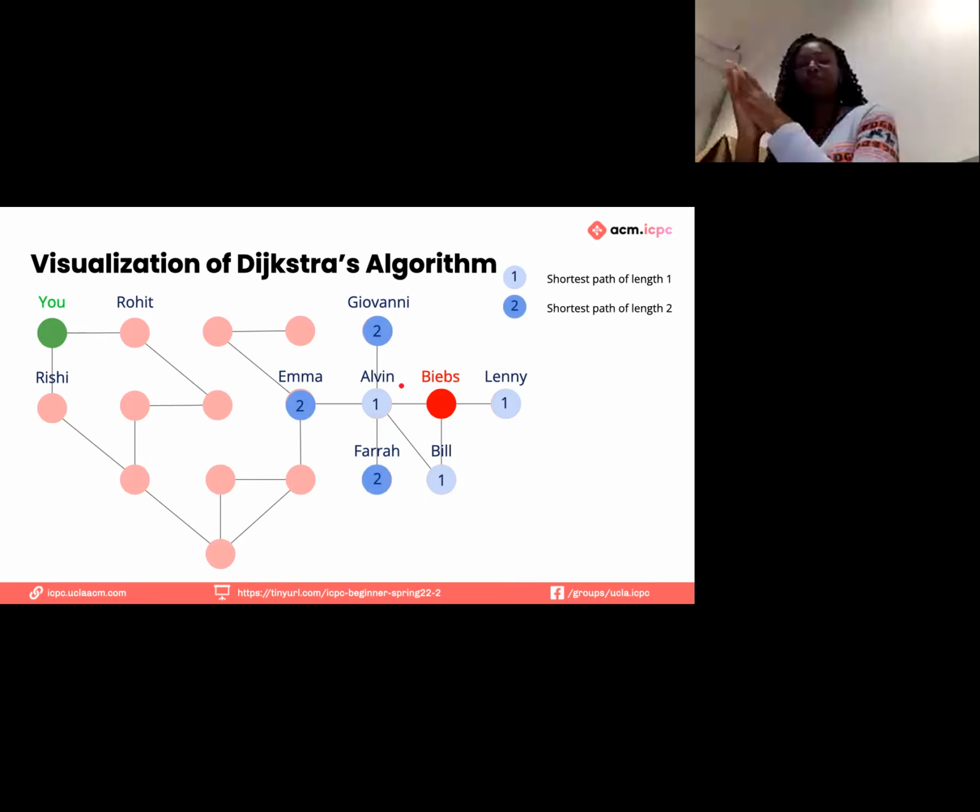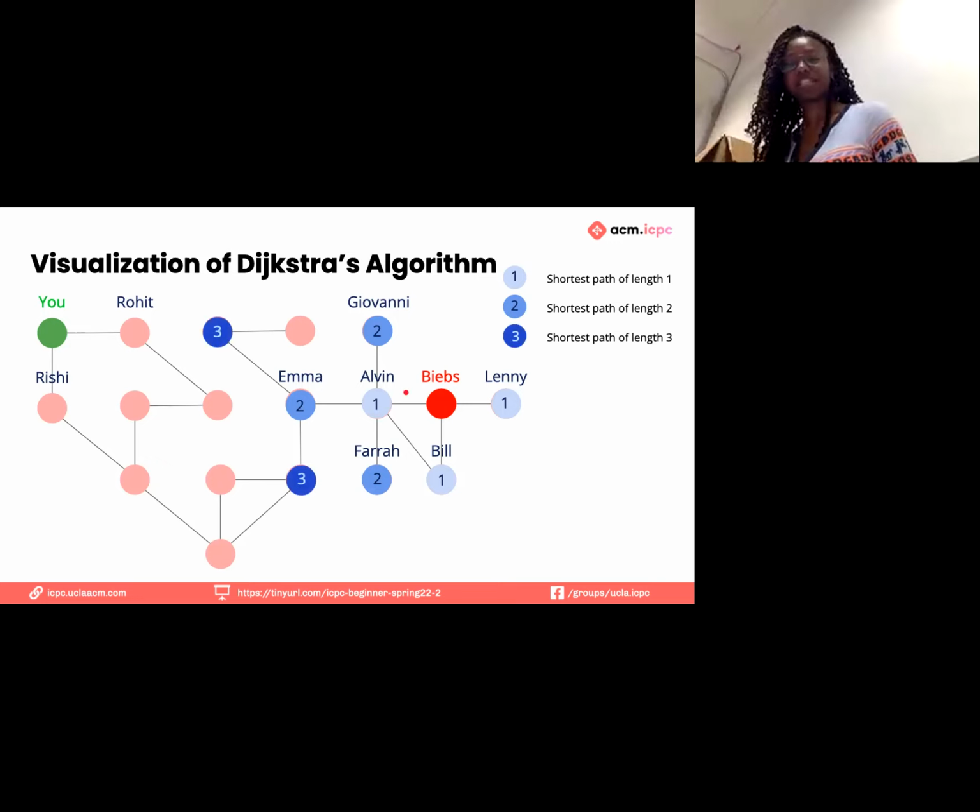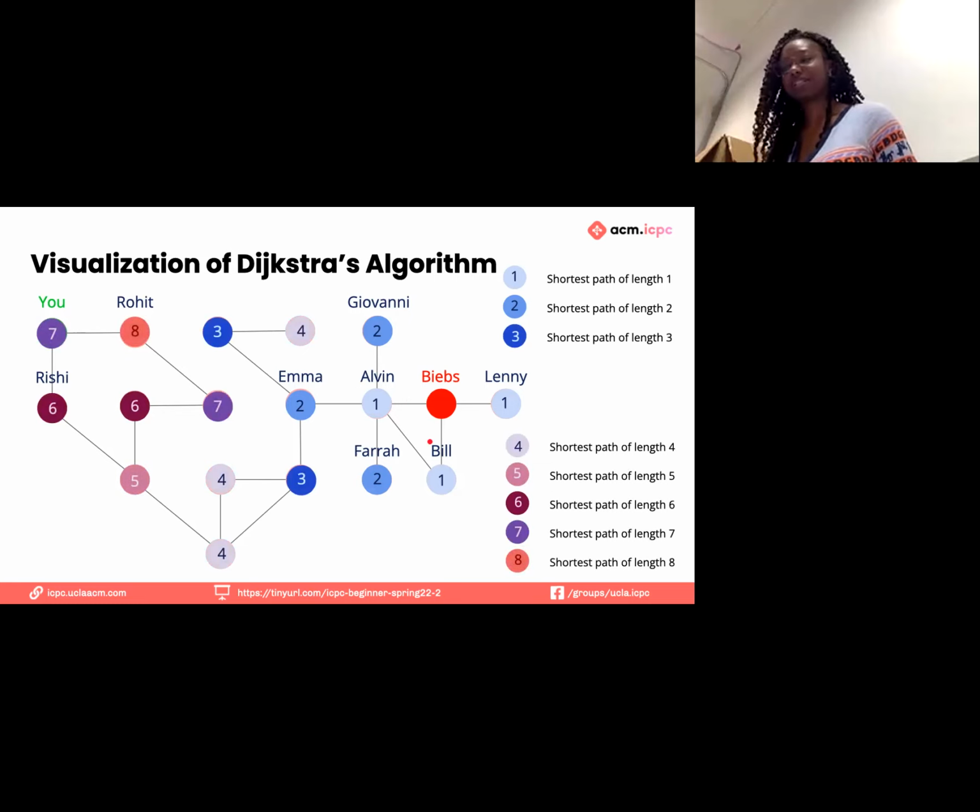So for all friends of Alvin, the shortest path will be two, except we should note another important observation: Bill is also a friend of Alvin's, except Bill's shortest path to Justin Bieber is still one, right? So should we color Bill in blue or no? No, perfect, because we know already that it's one. The general rule we can follow is that if someone is already colored in, then we don't need to color them in again. Does this make sense, by the way? Okay, cool. We can just continue this way until we get the shortest path for everyone. Fantastic.